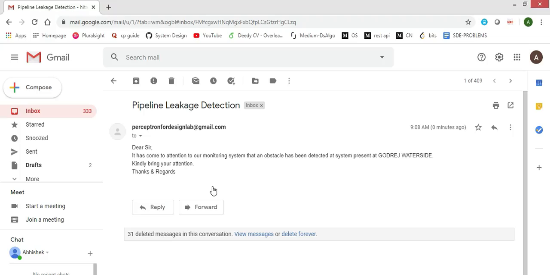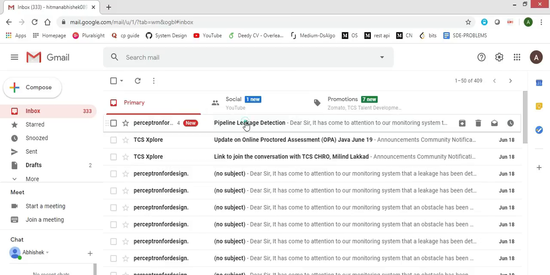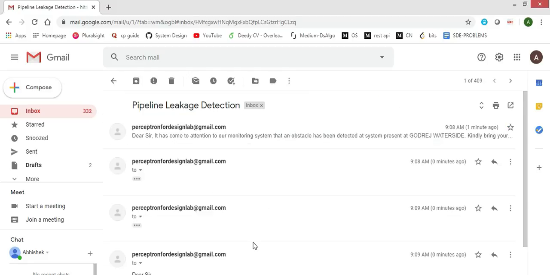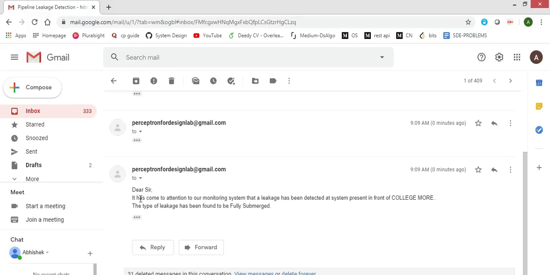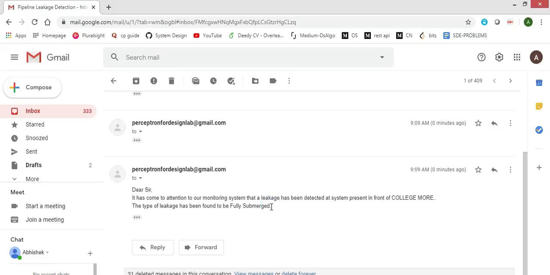So if I read the emails, for the water sensor it says that a leakage has been detected at College Board, because it has sensor ID 2, and the type of leakage is fully submerged. Every sensor ID is mapped to a physical location, so the authority directly gets the location of the place where the leakage has been detected.